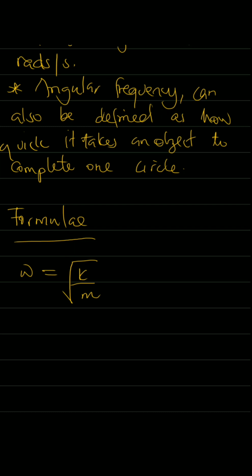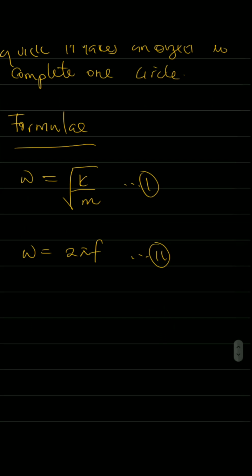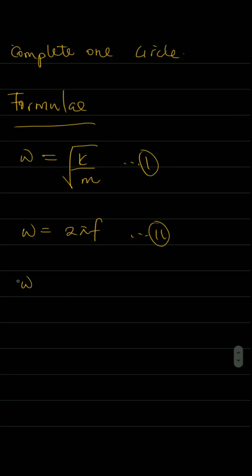The other way in which you can express this is by saying that the angular frequency is equal to 2 pi multiplied by the frequency. We can also look at the third one, where the angular frequency is equal to 2 pi over the period, where the period is the time taken for an object to complete one full circle.